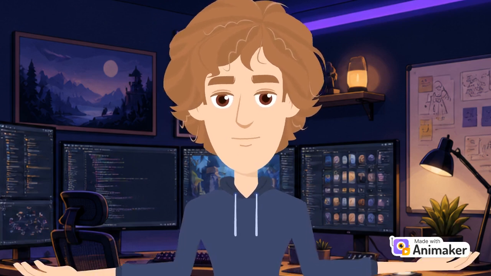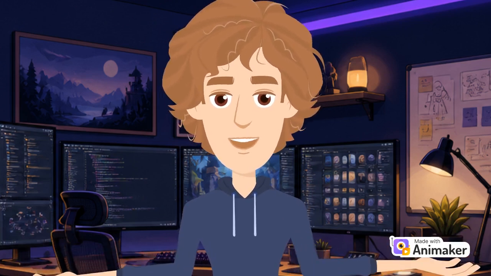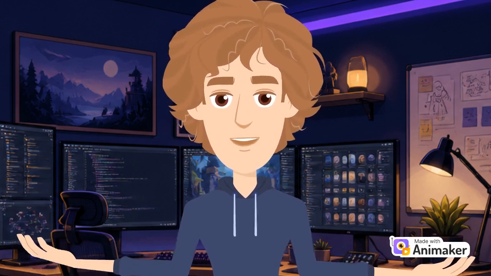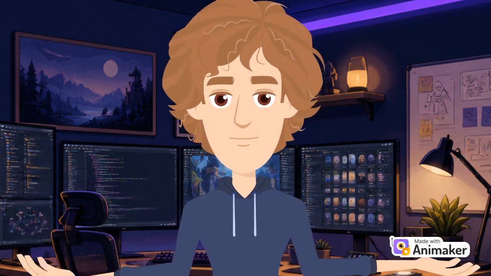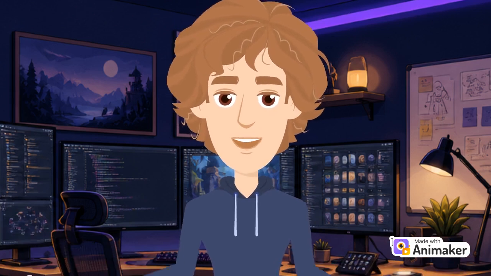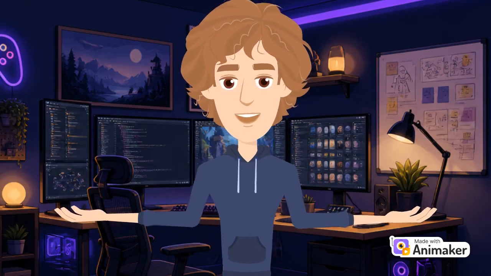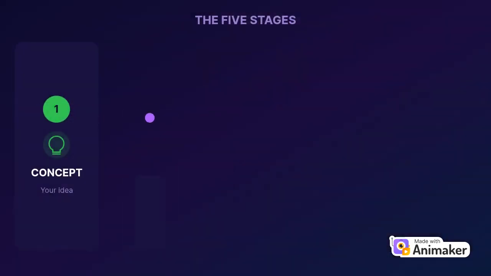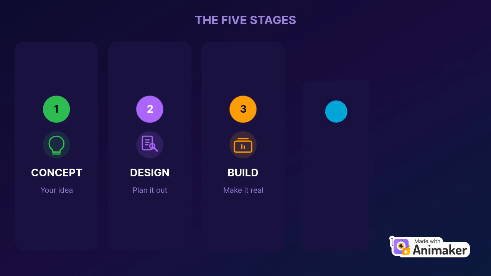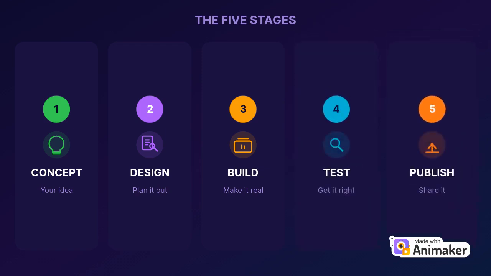No coding experience. No game design background. Just a big idea and the willingness to learn. Let's walk through the entire process together, from first concept all the way to publishing your game. Making a video game has 5 key stages: concept, design, build, test, and publish. We'll go through each one step by step. By the end, you'll know exactly what to do and in what order.